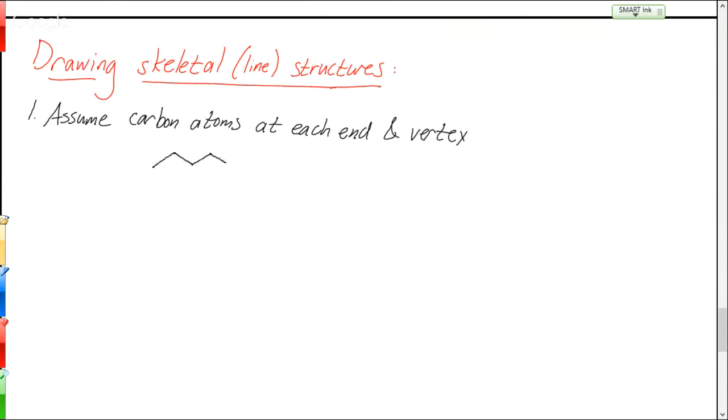So if you've got something like this, you've got carbons 1, 2, 3, 4, 5. We've already kind of gone through that. So anytime the line changes direction, there's a carbon. Anytime there's an end of a line, there's a carbon.